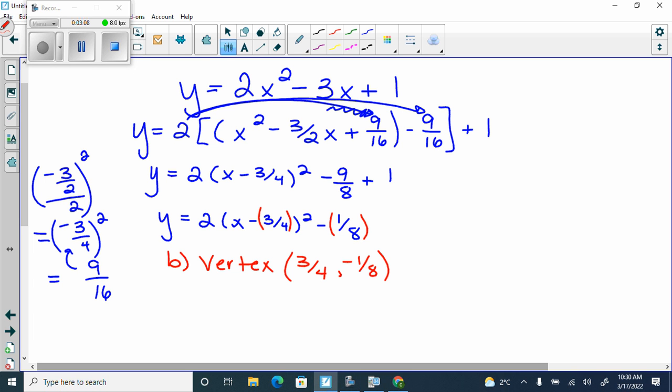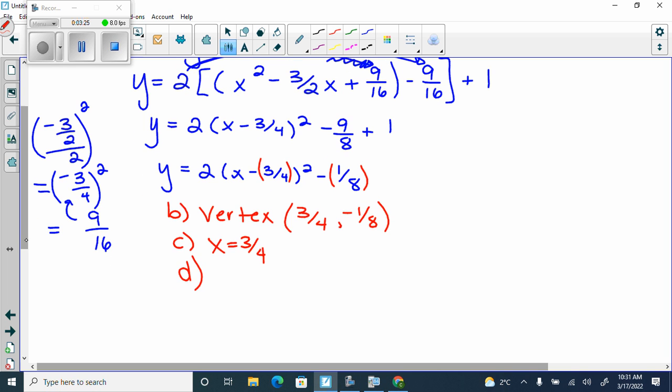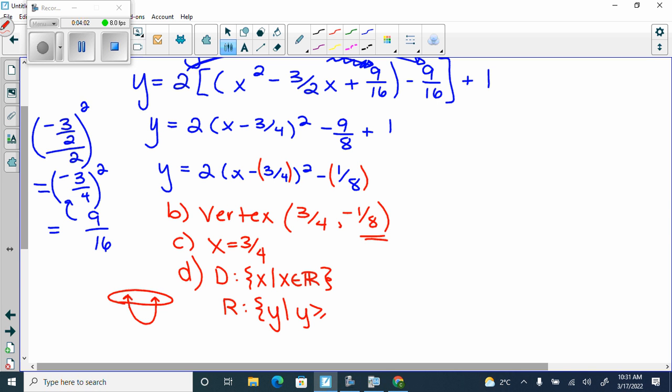Okay, axis of symmetry, Nick. It would be x equals 3 over 4. Yep, much better. D, domain and range. Gabby, what's the domain? X such that x is an element of the real numbers. And my range, I'm going to ask Xander. What's my range? It's concave up, so where are these going? Yeah. Greater than or equal to, what's the y of my vertex? Yeah. You got it.